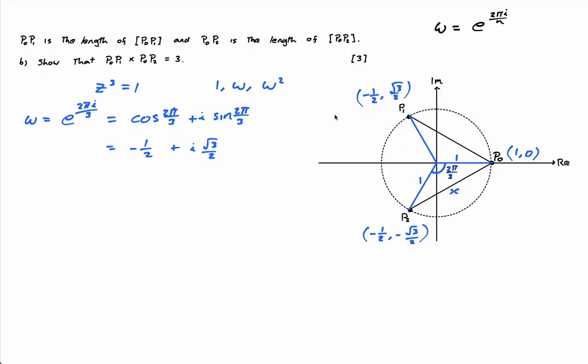Now I'm going to show you how to get this one as well, because when you square these, when you get omega squared, you end up saying, well, this is just e to the 4 pi i over 3, which is cos of 4 pi over 3 plus i times sine of 4 pi over 3. What is cos of 4 pi over 3? Well, it's negative a half. And what is sine of 4 pi over 3? Well, it's minus root 3 over 2.